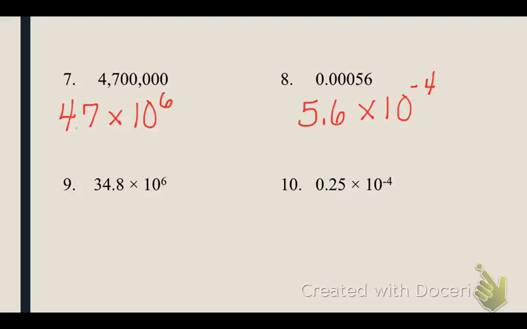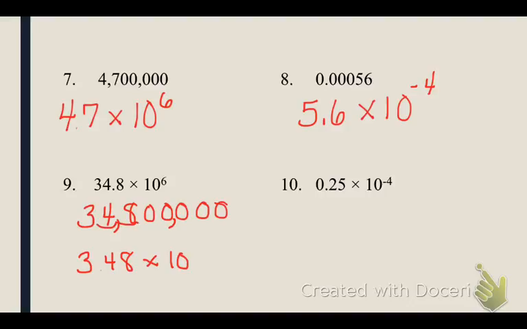Now, 9 and 10, the common thing that kids will do here is they'll change these both to standard form, moving the decimal point 6 places to the right, which would cause 5 more zeros to be placed on the end, making it 34,800,000. However, you have to change this back to scientific. So it'd be 3.48 times 10 to the 1, 2, 3, 4, 5, 6, 7, 7th place. But there's an easier way to do this.